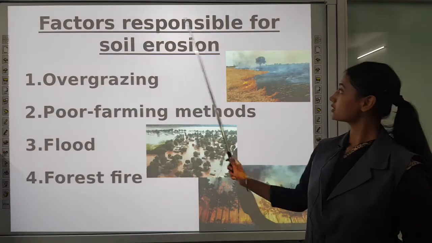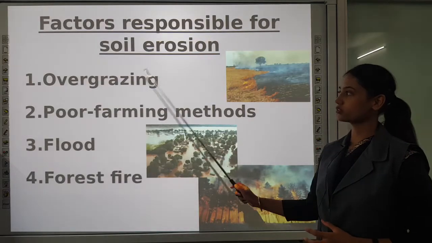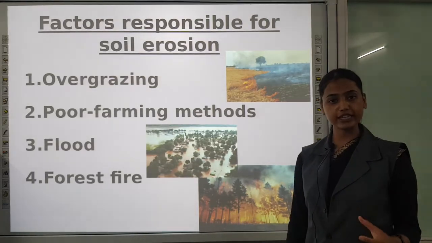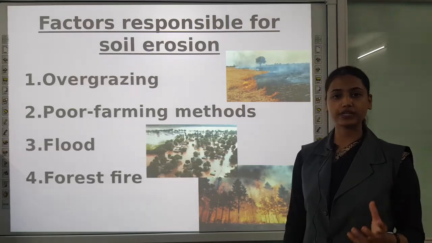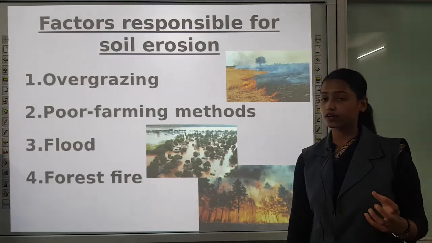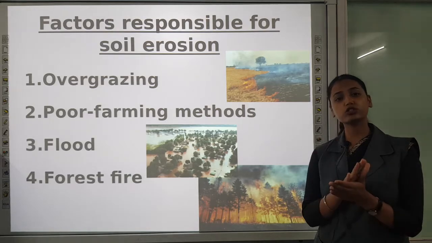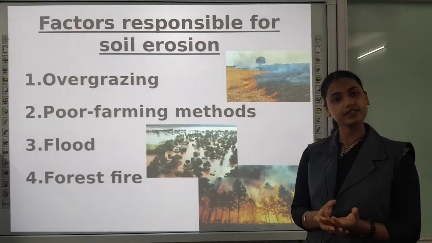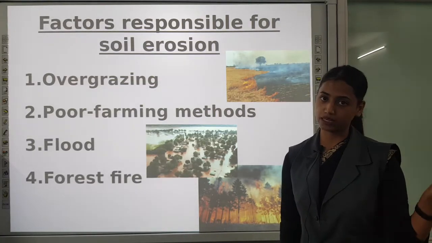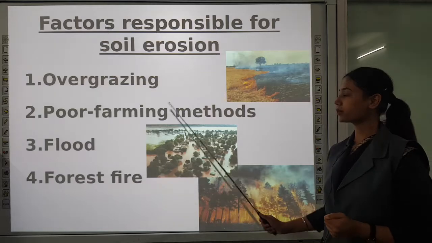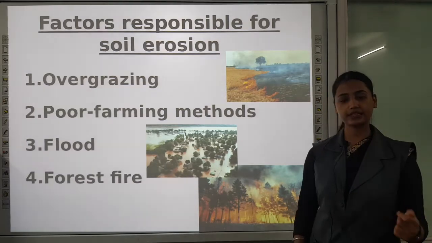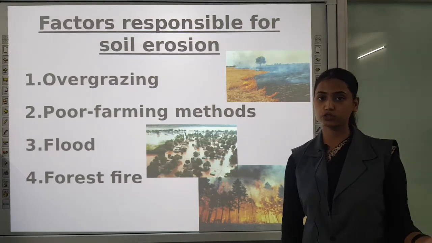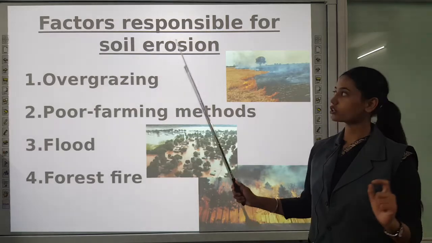Now what are the factors which are responsible for soil erosion? First is overgrazing. Because of overgrazing, the animals make the field barren, and in a barren field you know that no plants are there. The roots of plants help in combining the soil particles, and if no plant is there then soil can easily erode away with the help of wind. Then poor farming method. There is one method like monoculture, like growing the same type of crop again and again every year. So it is also responsible for soil erosion.